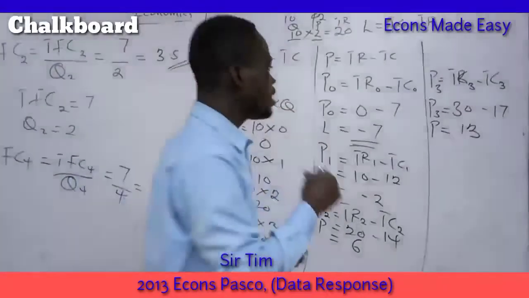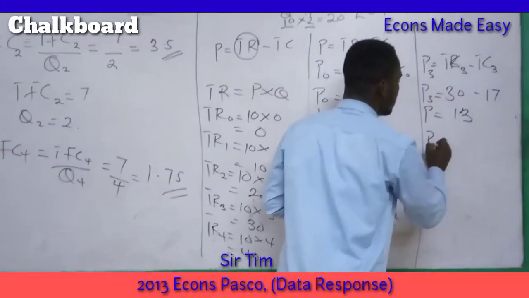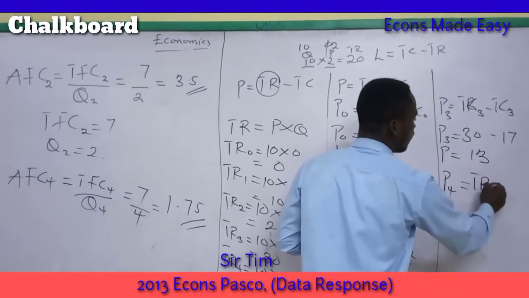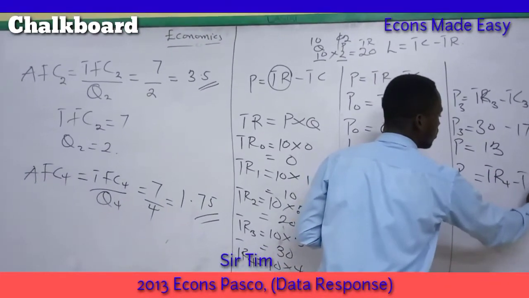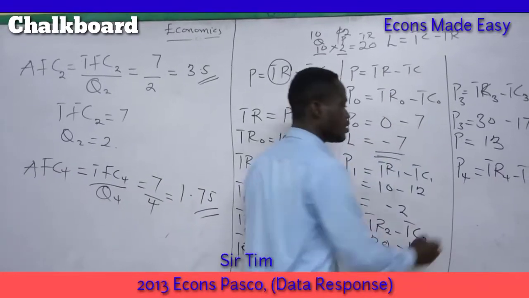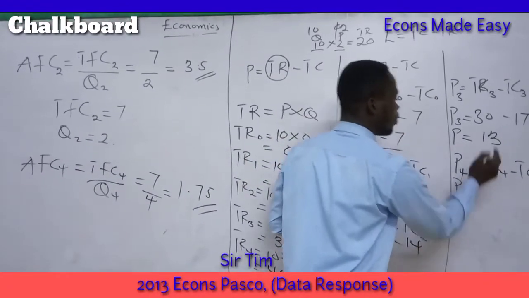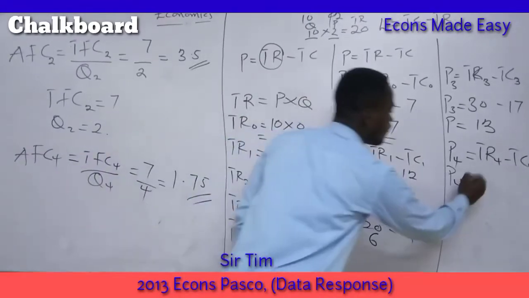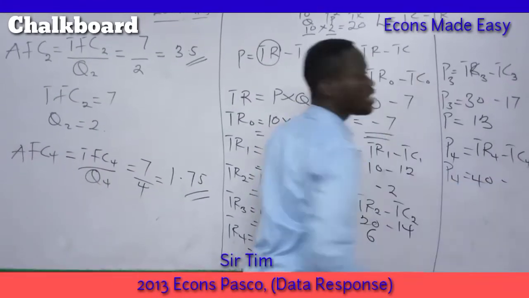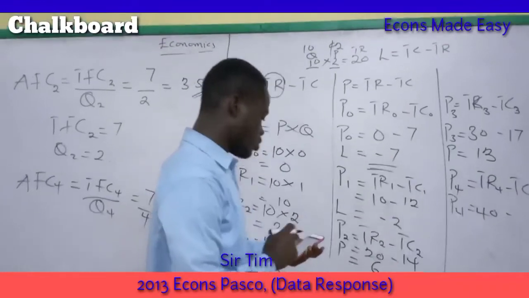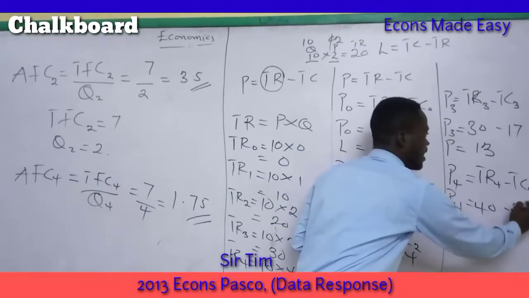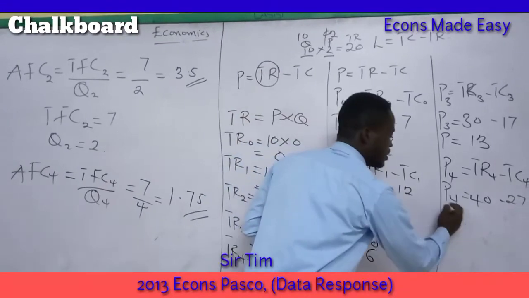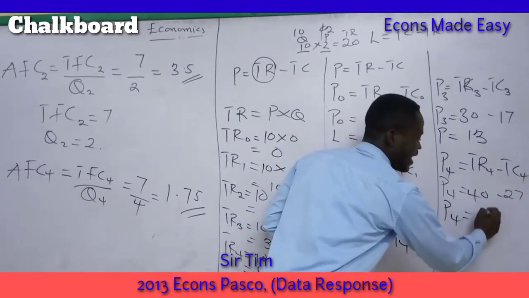Now let's go to the last one, which is a 4, which is a profit of 4, is going to be total revenue of 4 minus total cost of what? 4. So we are getting P of 4 is equal to, what is the total revenue of 4? Total revenue of 4 is now what? 40 minus the total cost of 4 is going to give us what? 27. And so our profit is going to what? 13.